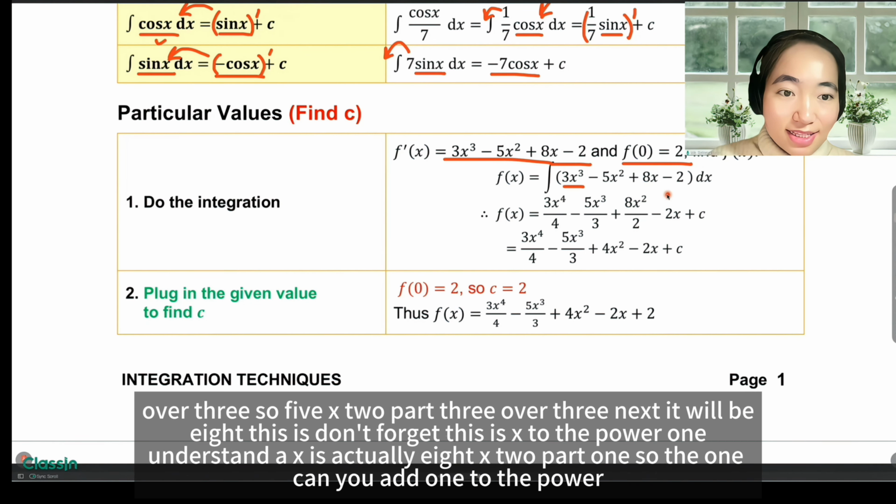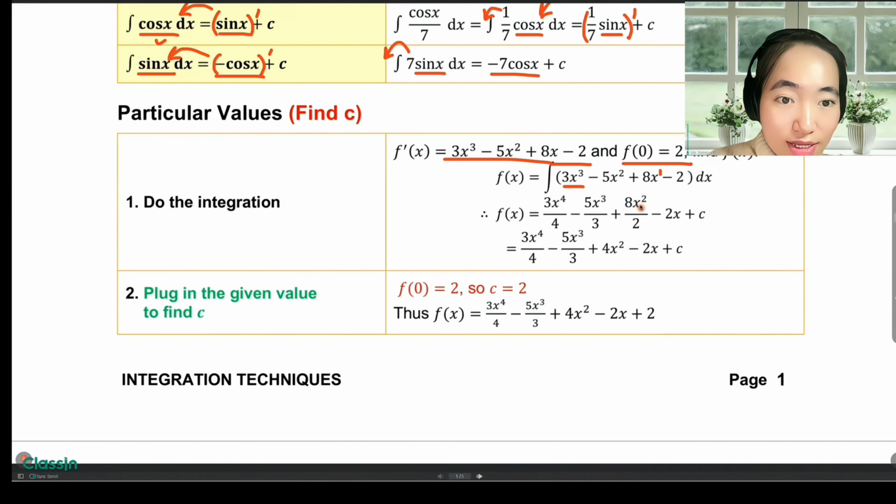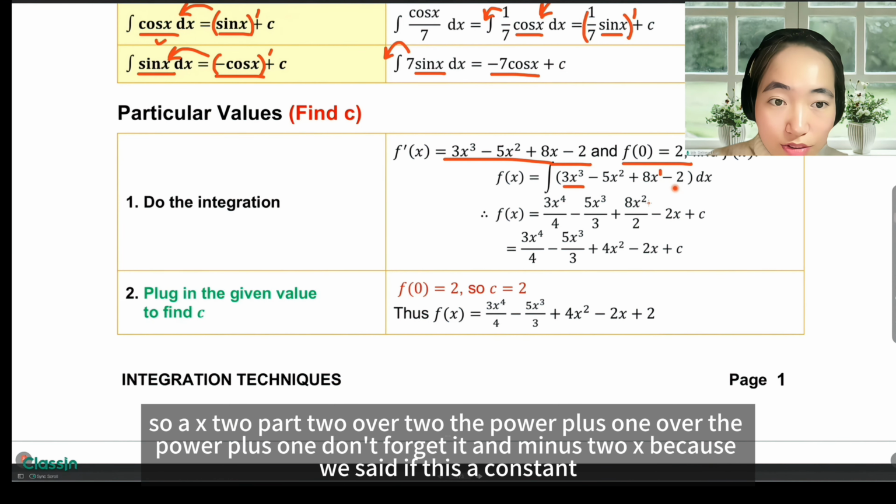Next, it will be 8. Don't forget, this is x to the power 1, understand? 8x is actually 8x to the power 1. So the 1 can be add 1 to the power. So 8x to the power 2 over 2. The power plus 1 over the power plus 1, don't forget it.